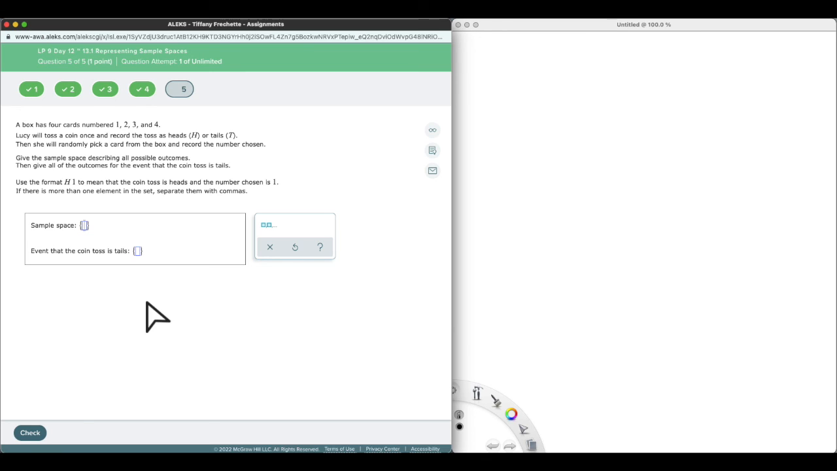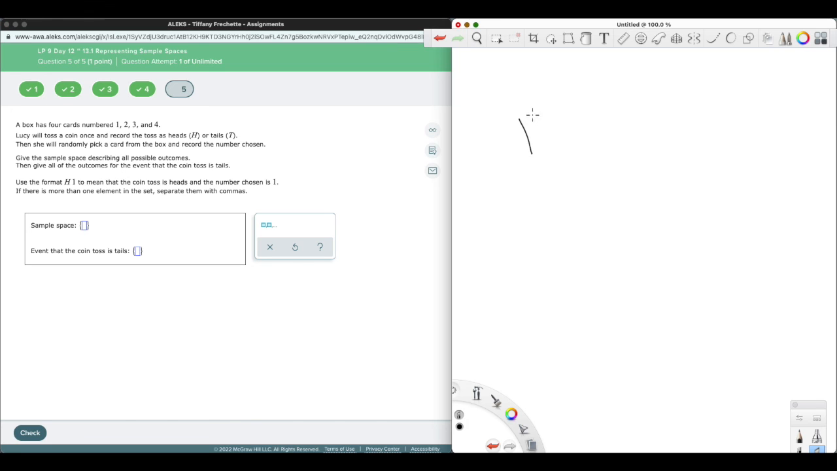Okay, so this one I am going to do a little tree diagram just because it's a little easier to look at this. So first Lucy is going to flip a coin. So I don't know why that came out funny. So we have heads or tails for that coin. It's going to be one or the other. Those are my only 2 options. And then she's going to randomly choose a card and record the number. So 1, 2, 3, 4. She could choose card 1, 2, 3, or 4. Same thing for tails. It's not going to change her procedure if she lands on tails or heads.